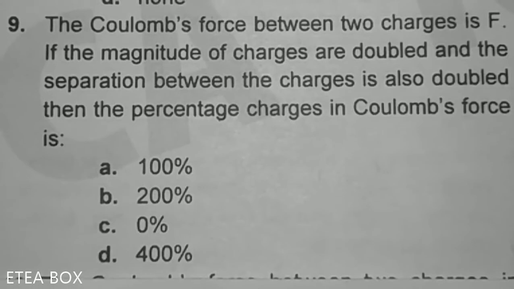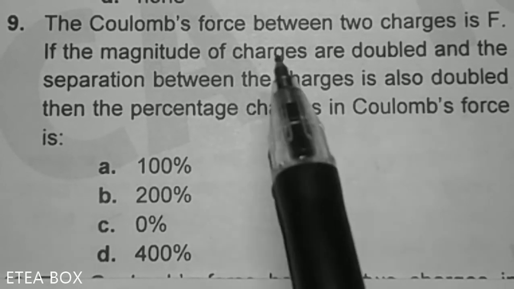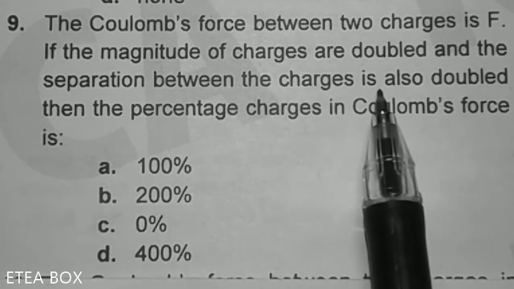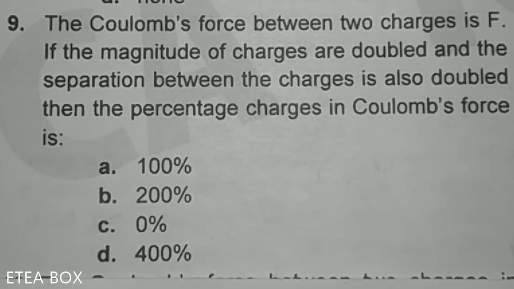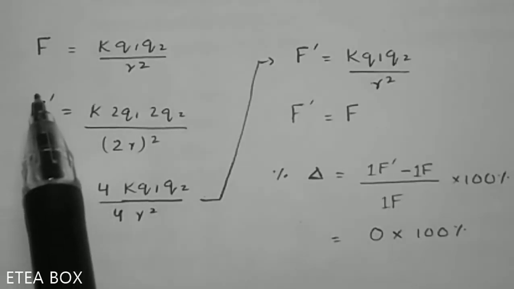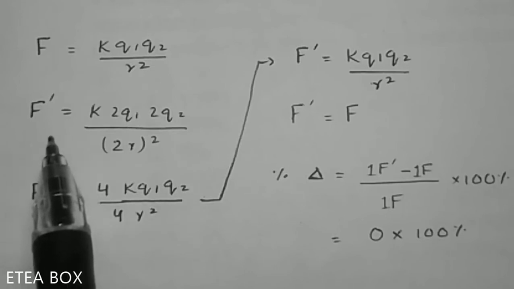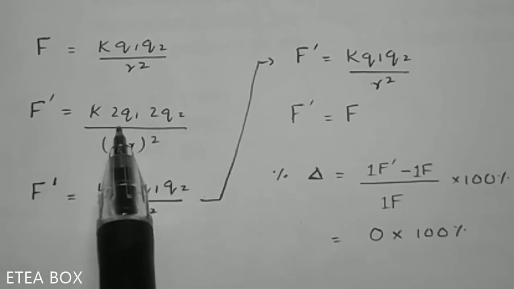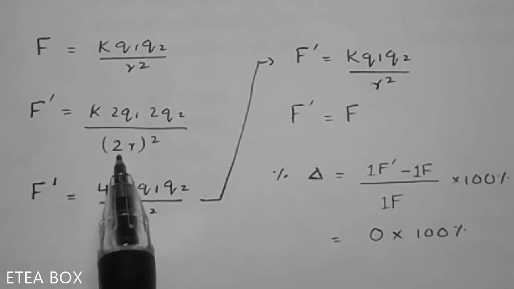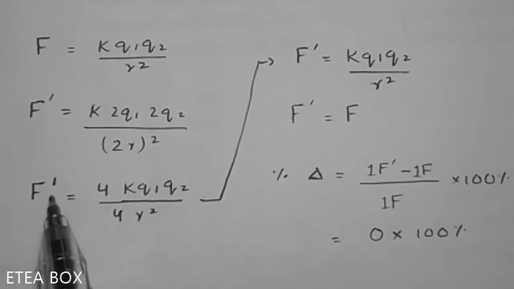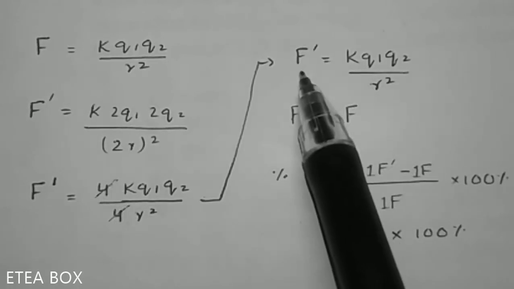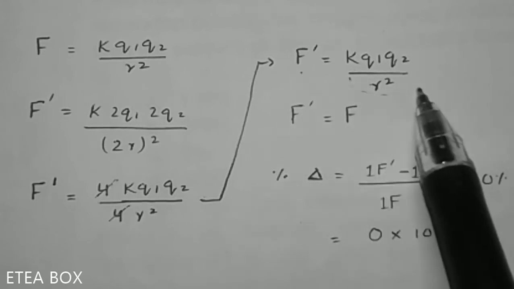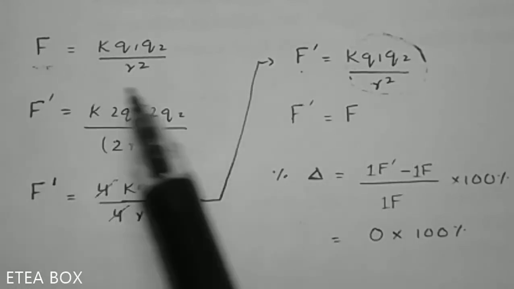Okay, 1 Newton. The Coulomb force between two charges is F. If the magnitude of each charge is doubled and the separation between the charges is also doubled, then the percent change in Coulomb force is? Now look here. We know that Coulomb force is Q1 Q2 divided by R square, and the new force, when the magnitude of each charge is doubled, is 2Q1 2Q2 divided by the separation also doubled, so it becomes like this. Look, the new force is 4 Q1 Q2 divided by 4R square. 2 times 2 is 4. Now the 4s cancel each other, so the new force will be Q1 Q2 divided by R square. Now look here, this one is equal to F. Now put this F here.